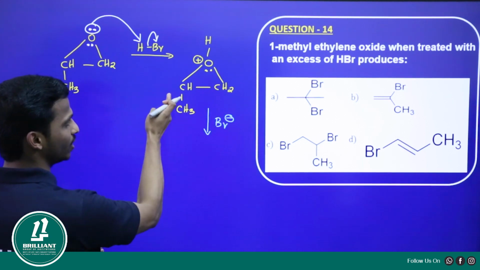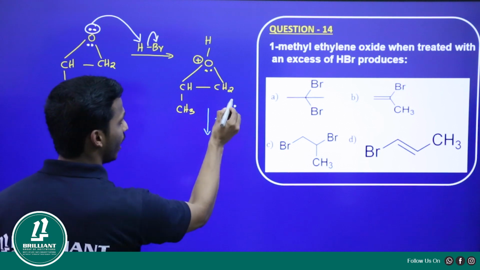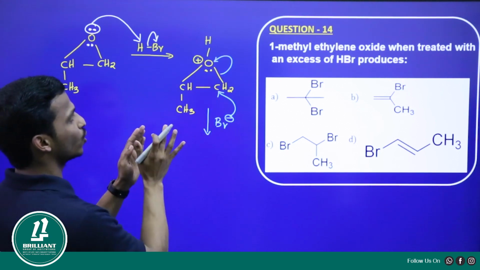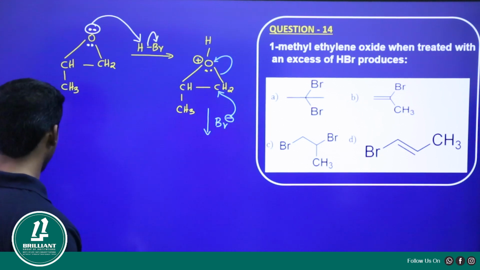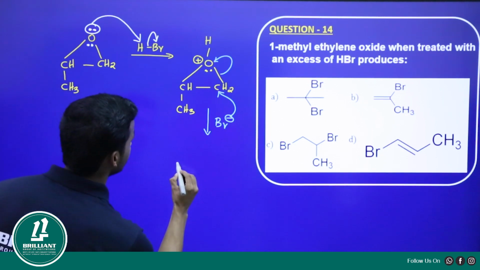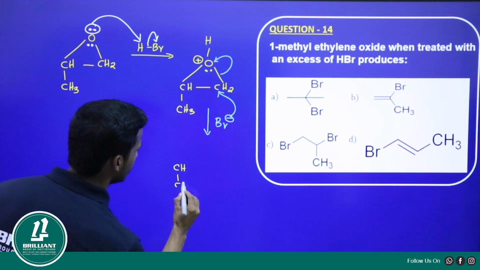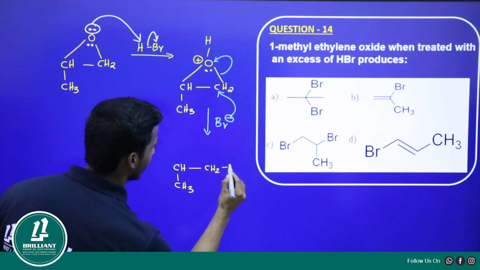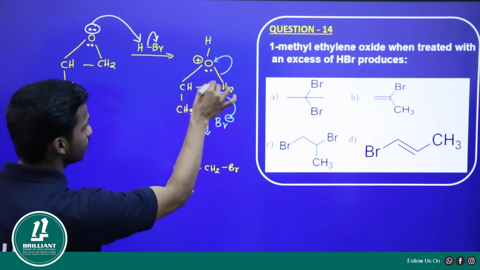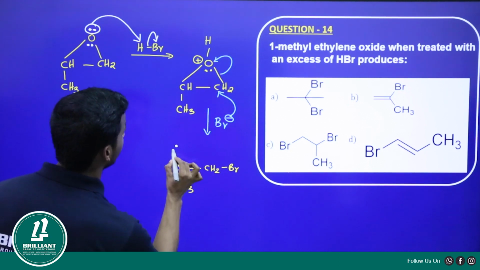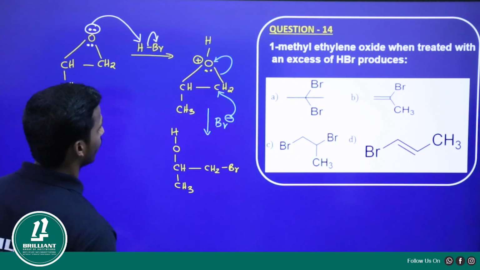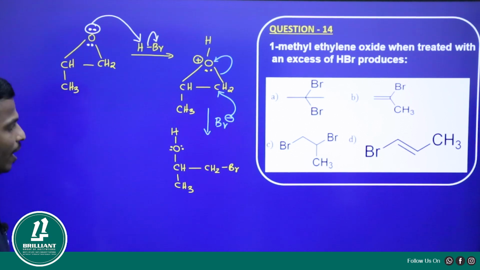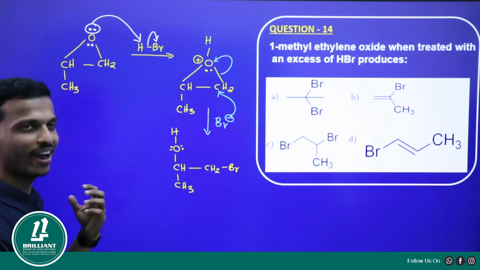Definitely this side, because there is a bulky methyl group. So when it attacked here, this bond shifted, and the positive charge on oxygen will be cancelled. So you will get the compound CH3, CH2 connected with a Br, this bond broken, and here OH. Right? This is the compound you are getting. Okay. But it's not your final answer.